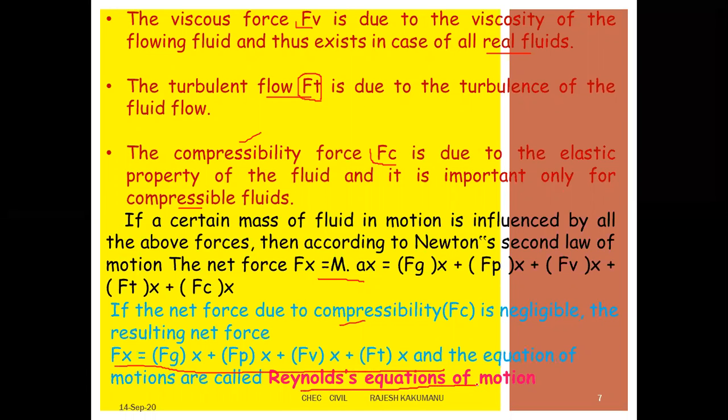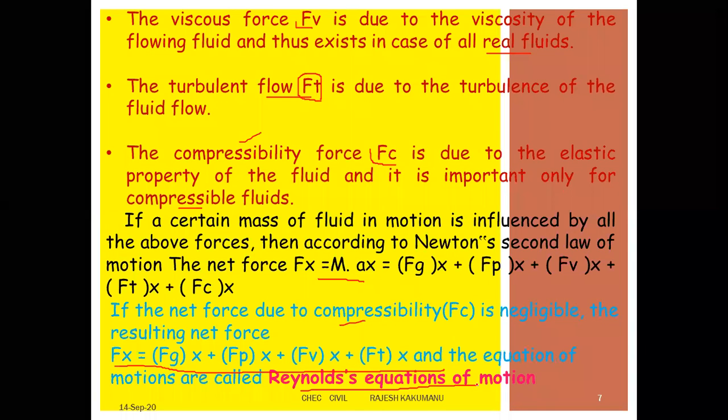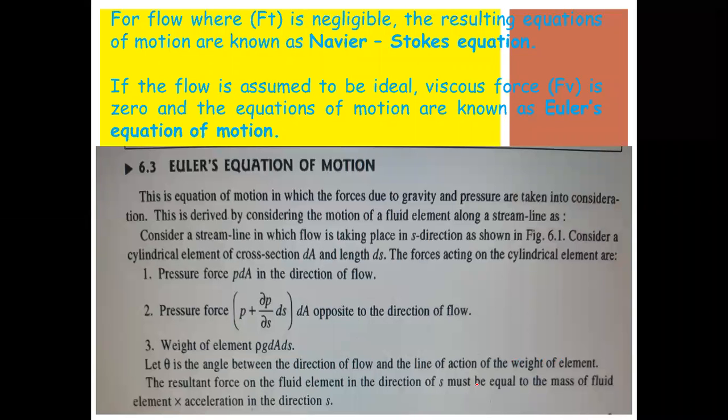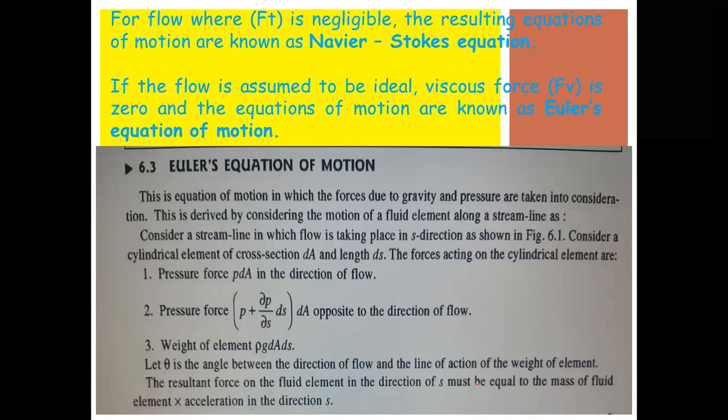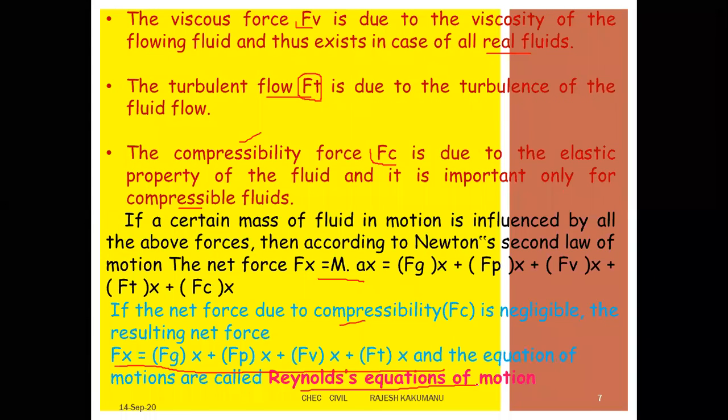So what are we naming them as? We are naming them as the Reynolds equation of motion. Fx is equal to Fgx plus Fpx plus Fvx plus Ftx is a Reynolds equation of motion. Next, for the flow where Ft is negligible, that is the turbulent force, the resultant equations of motion are known as the Navier-Stokes equation.